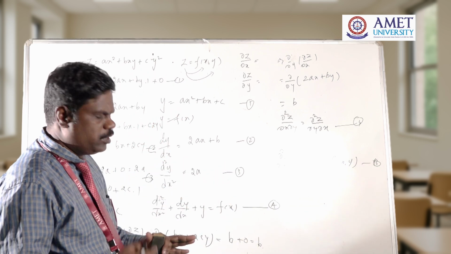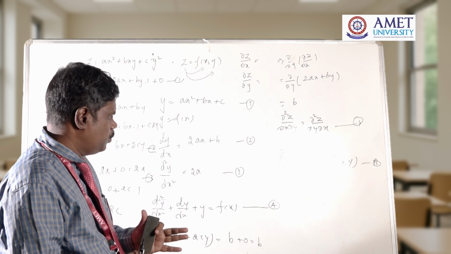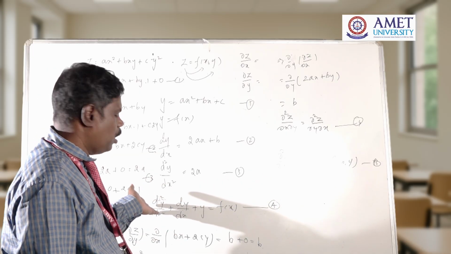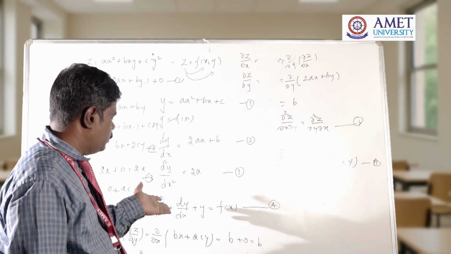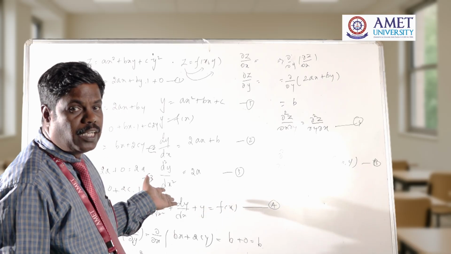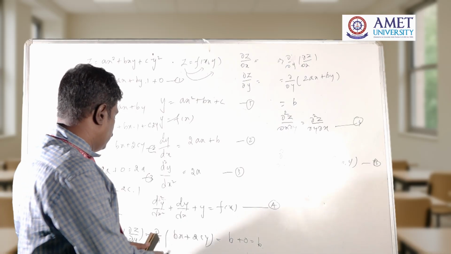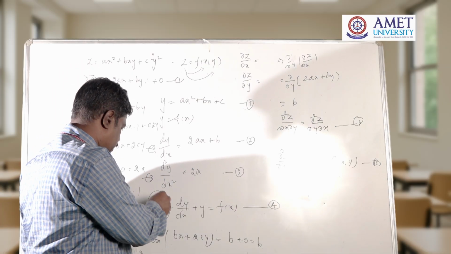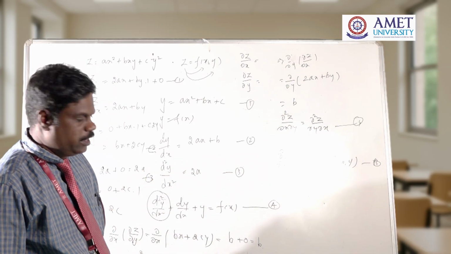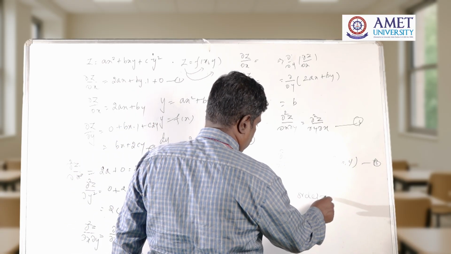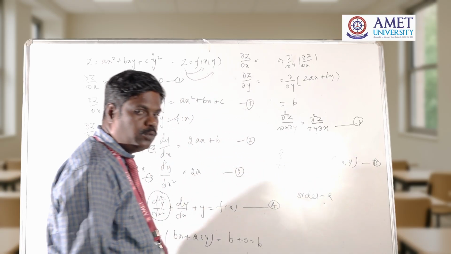Now you can see about the order and the degree. We can discuss the order. What is the order of the ordinary differential equation? The order of the differential equation is the order of the highest derivative, or the index of the highest derivative. What is the highest derivative? The highest derivative is 2. So the order is 2.